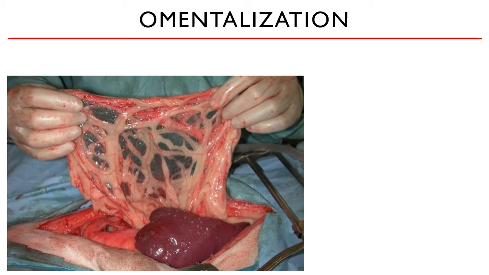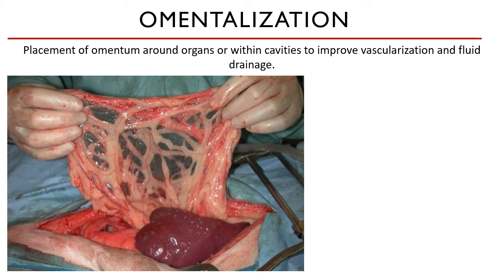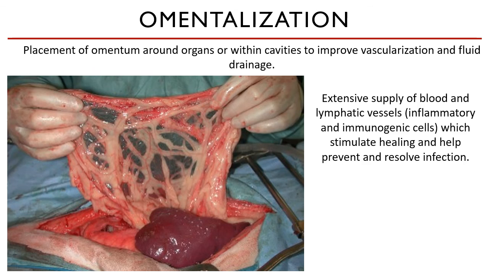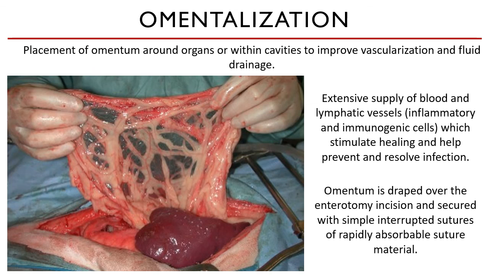After passing a leakage check, omentalization can be done to facilitate intestinal wall healing. Omentalization is the placement of the omentum around organs or within cavities to improve vascularization and fluid drainage. The omentum houses an extensive supply of blood and lymphatic vessels, as seen in this image, and these lymphatic vessels contain inflammatory and immunogenic cells, which then stimulate healing and help prevent and resolve infection. The omentum is draped over the enterotomy incision and secured with simple interrupted sutures.